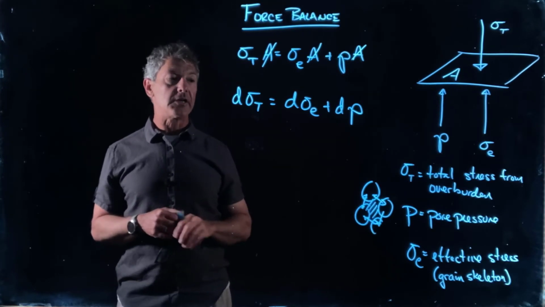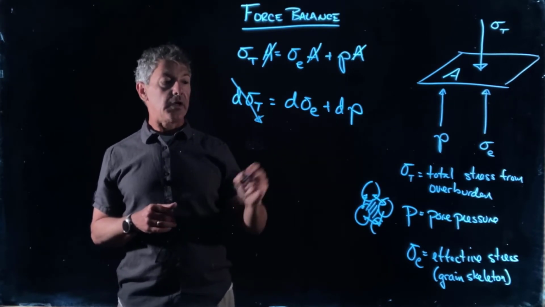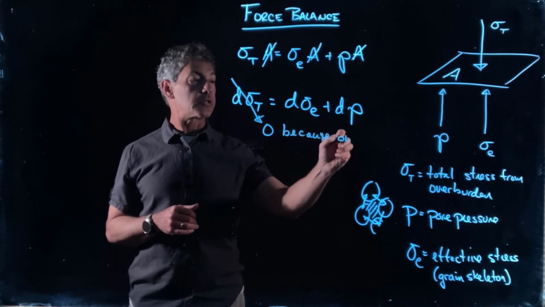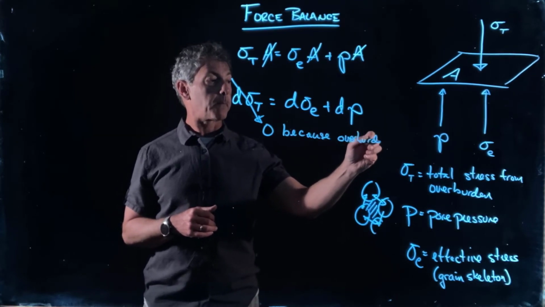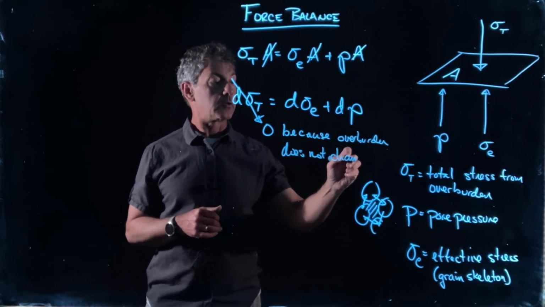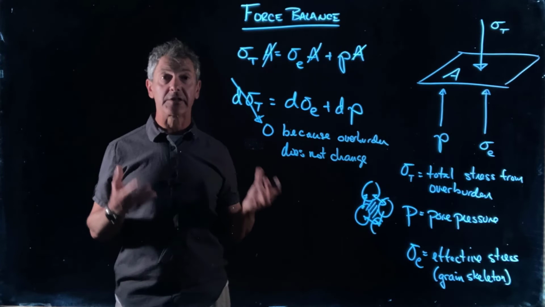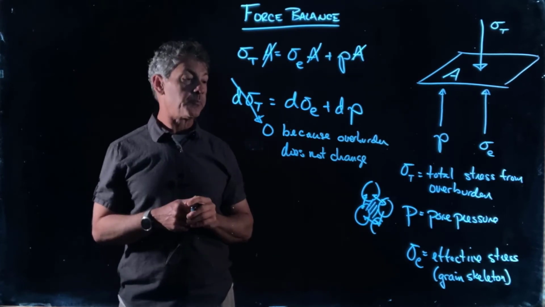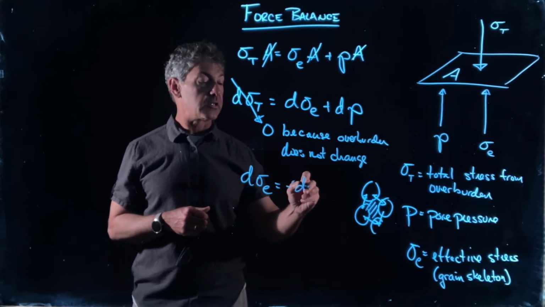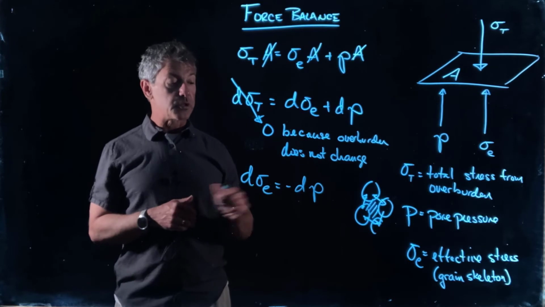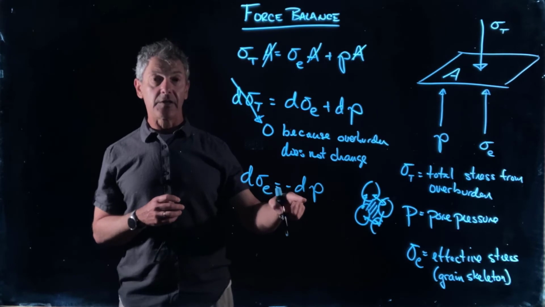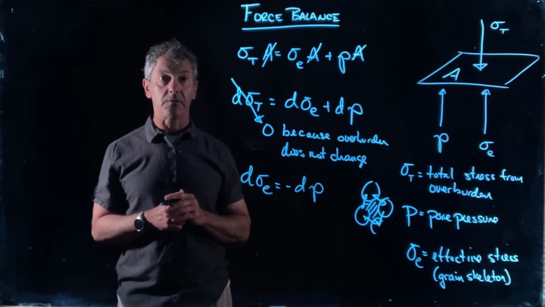So let's take a look at the case where this is 0, and it's 0 because the overburden doesn't change. If we were to consider the bottom of an excavation, for example, this would not be the case. But in this particular case, we can say that the change in the effective stress is equal to the negative of the change in pressure, which means that as the pressure increases, we have a negative here, and then the effective stress has to decrease.